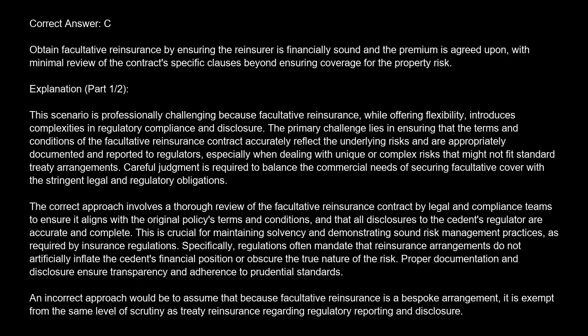The correct answer is C. Obtain facultative reinsurance by ensuring the reinsurer is financially sound and the premium is agreed upon, with minimal review of the contract's specific clauses beyond ensuring coverage for the property risk. Explanation: This scenario is professionally challenging because facultative reinsurance, while offering flexibility, introduces complexities in regulatory compliance and disclosure.